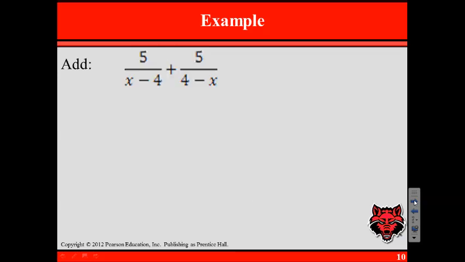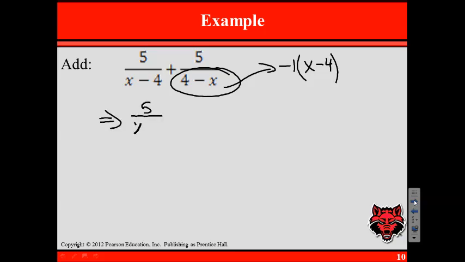Let's try another example. 5 over x minus 4 plus 5 over 4 minus x. Again, we're going to use the same trick we did before with this 4 minus x. We know that's the same thing as negative 1 times x minus 4. Or we can move the negative to the front. So this would become 5 over x minus 4. If we move the negative to the front instead of keeping it in the denominator, and instead of plus, this fraction will be minus 5 over x minus 4.